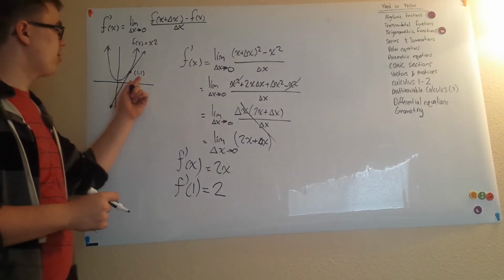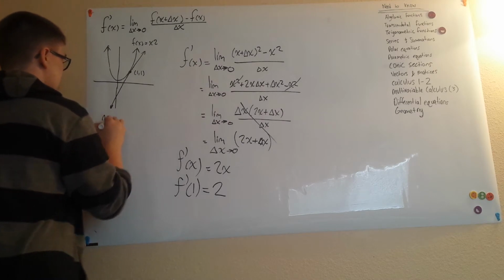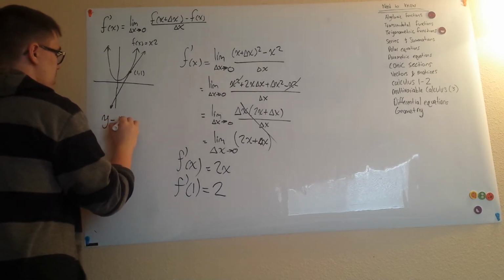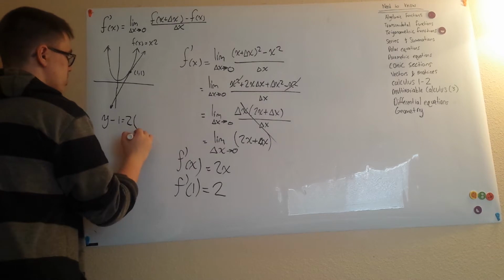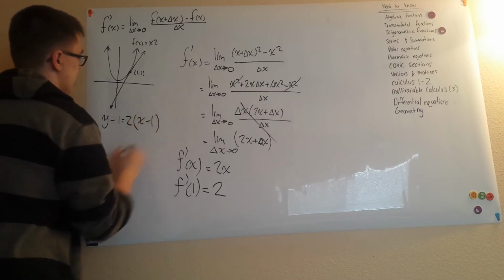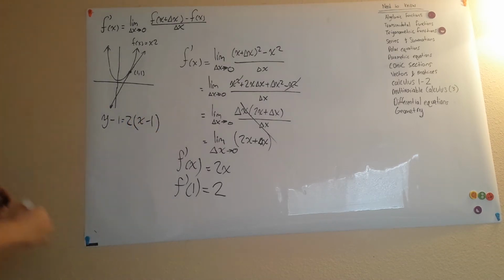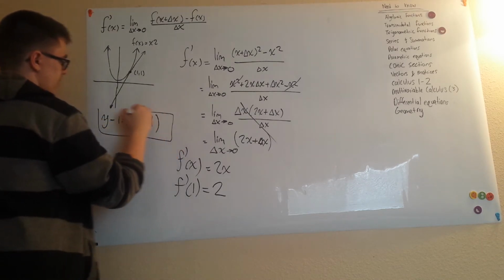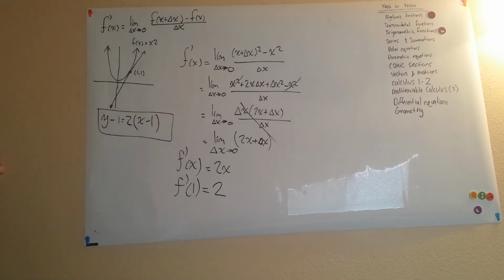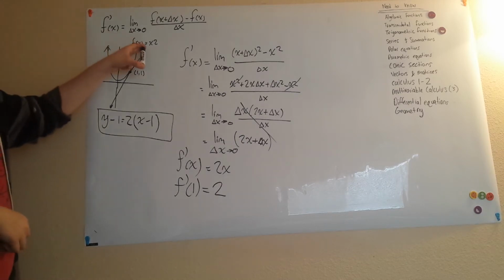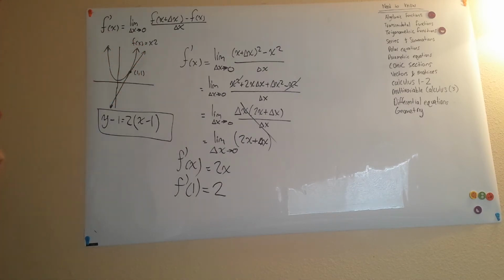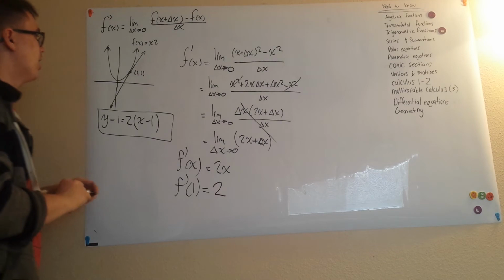We know the slope, we know the point. The equation of the tangent line is y minus y1 equals the slope times x minus x1. That's the equation of the tangent line of this function at that point. It's not so hard. It's pretty cool.